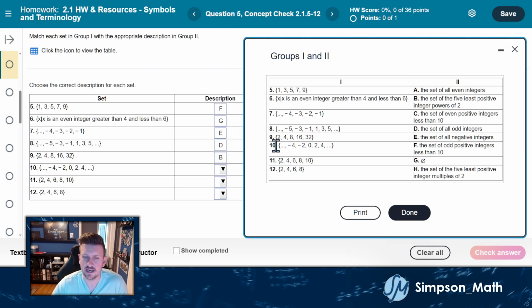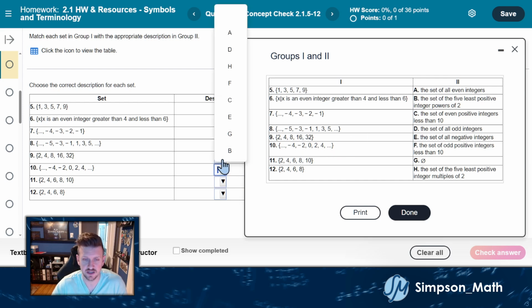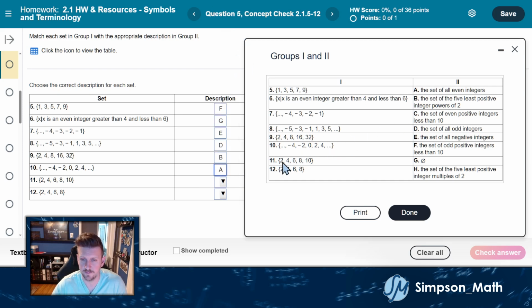All right, I see on 10, from the left to the right, that they're all even, and they're all integers, so it's a set of all even integers, kind of like the odd one. Then I have 2, 4, 6, 8, 10. Those are even. And so which ones haven't we used?